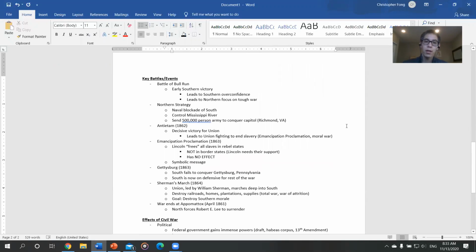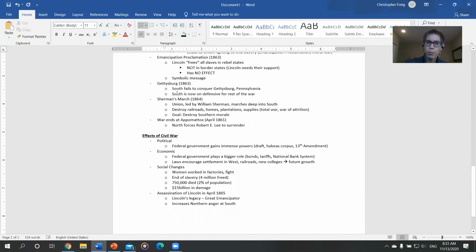We've got these key battles of the war. Early Southern victory, but eventually the North gains a huge advantage. The Emancipation Proclamation, one of those key turning points in the war, where the Civil War becomes not just a war to preserve the Union, but a moral crusade against the immoral slavery. And then both Sherman's march, crushing the South, and the assassination of Lincoln are really going to lead to a kind of bitter period after the Civil War known as Reconstruction.